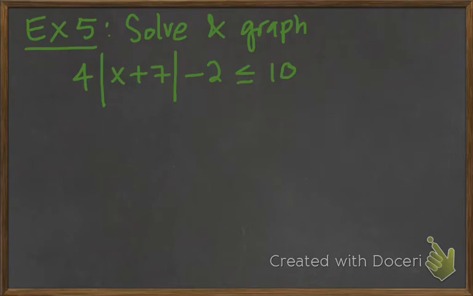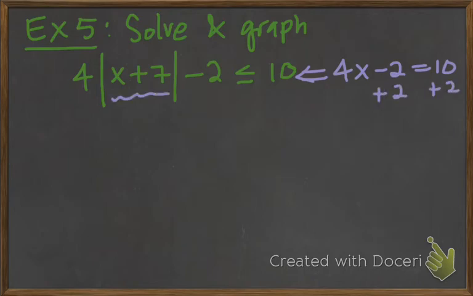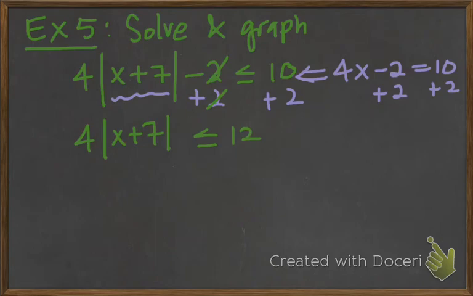If we're in doubt, we will treat the entire absolute value just like the variable x. So instead of 4 times this big absolute value, let's just say 4 times x minus 2 equal to 10. You know that the first thing you do there is add 2, treating the inside of that absolute value just like x. So you'd add 2 to both sides. That's exactly what you're going to do in the inequality. 2, take away 2 is nothing, and I have 4 times the absolute value of x plus 7 is less than or equal to 12.